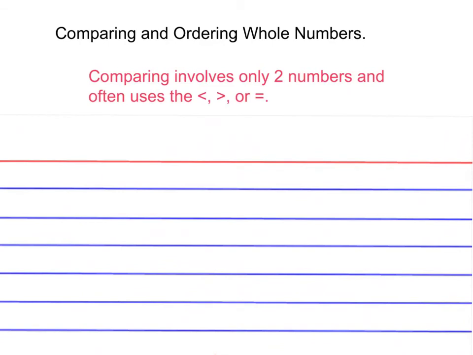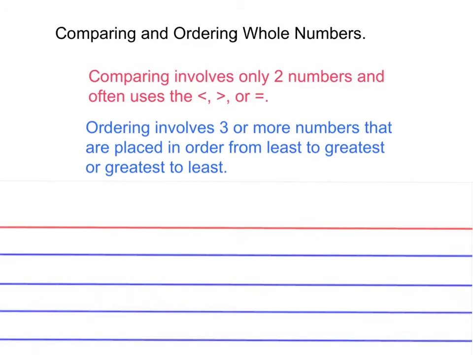First, comparing involves only two numbers and often uses the less than, which is this symbol, greater than, or equal sign. Ordering involves three or more numbers that are placed in order from least to greatest or greatest to least.